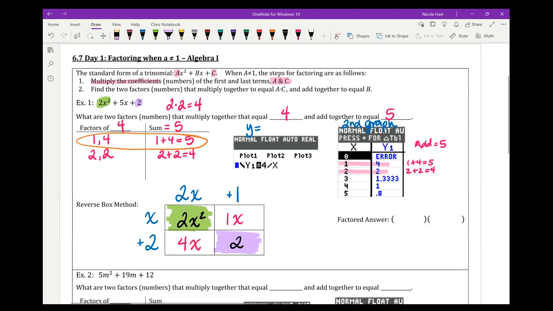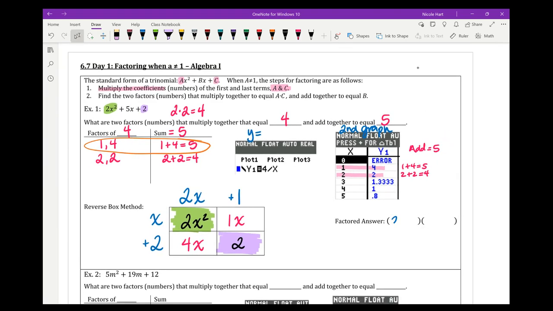So our factored answer is 2x plus 1, the statement across the top, and x plus 2, the statement down the side. So we have this one, and those are going to go over here for our final answer.